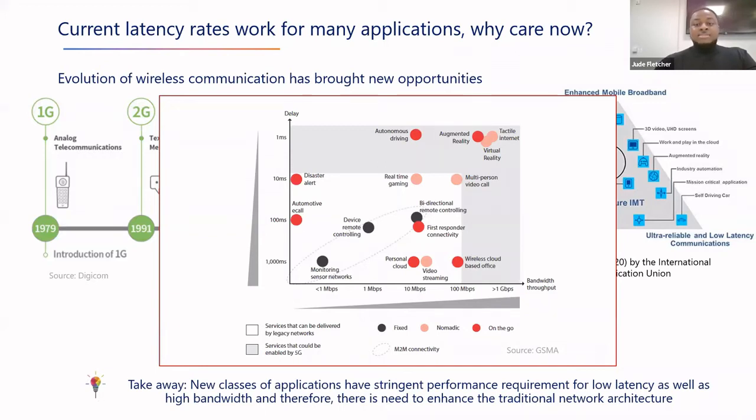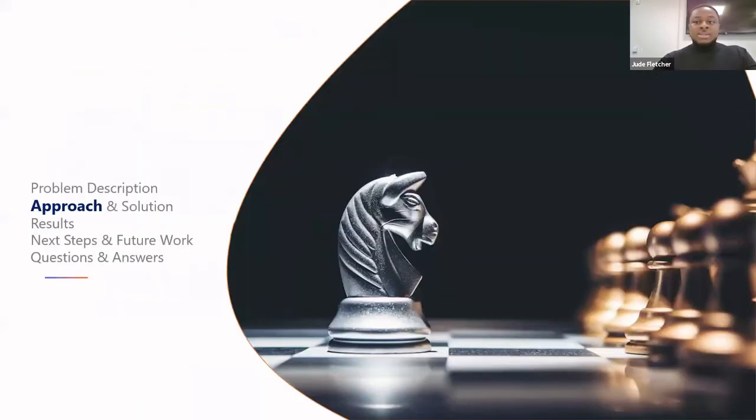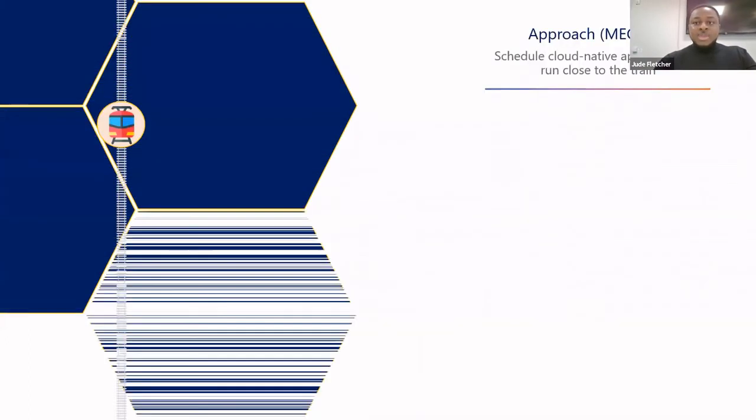The final thought over here is that because of the new types of applications which are coming within the environment, it's very, very important to enhance the current traditional radio access network. The current wireless architecture that we have at the moment needs an enhancement to allow us to achieve these requirements for new applications and also IoTs as well. So let me talk about some of the approaches that I'm considering at the moment.